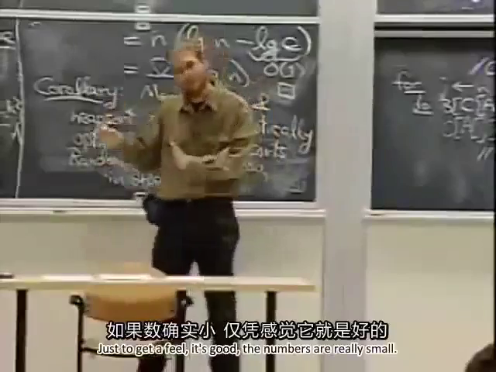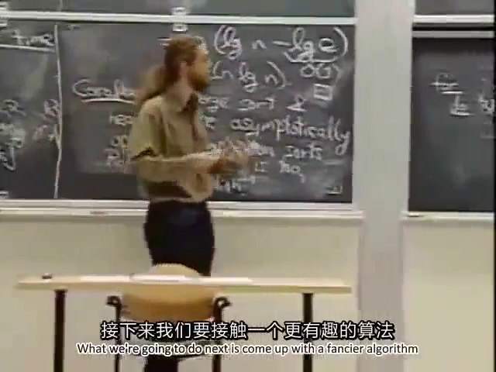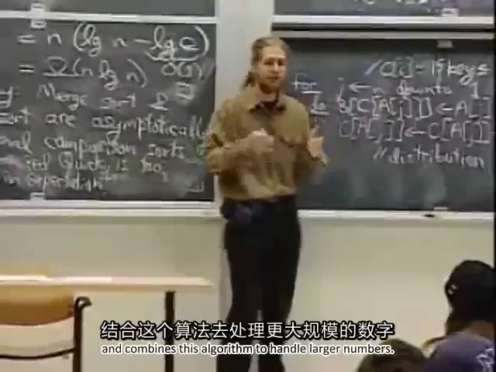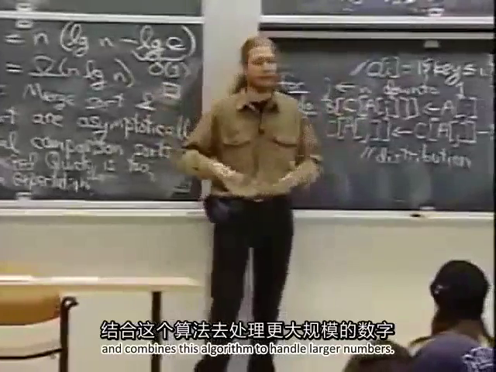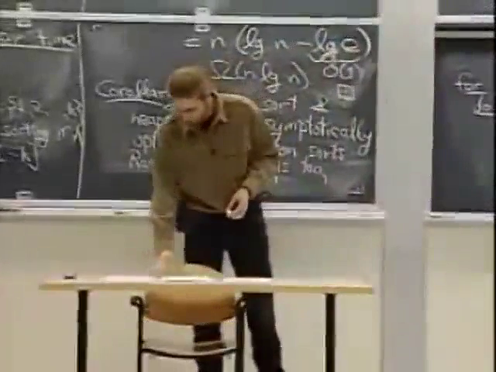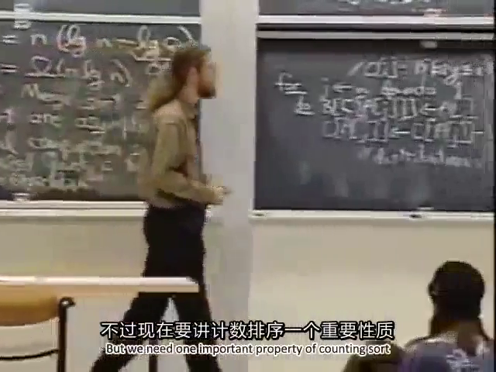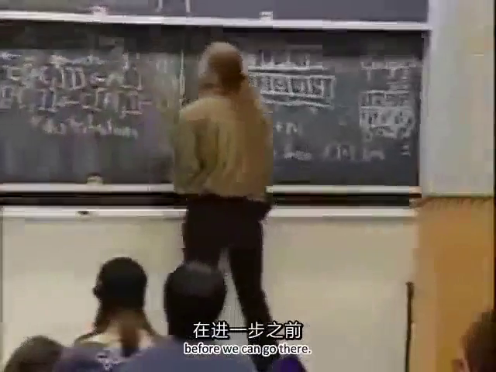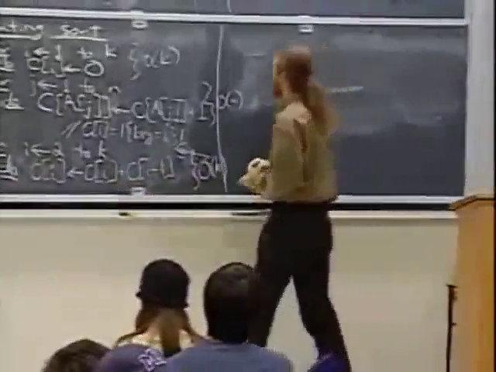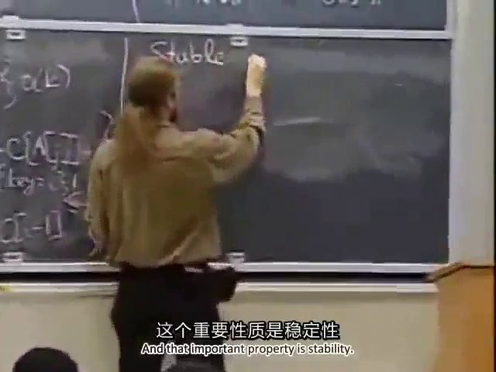So just get a feel. It's good when numbers are really small. What we're going to do next is come up with a fancier algorithm that uses this as a subroutine on small numbers and combines it to handle larger numbers. That algorithm is called radix sort, but we need one important property of counting sort before we can go there. And that important property is stability.